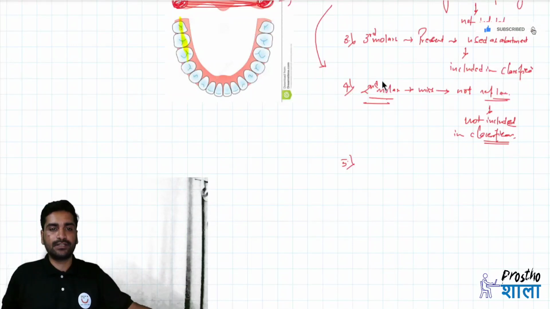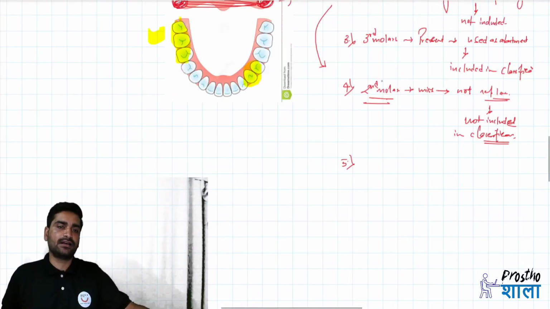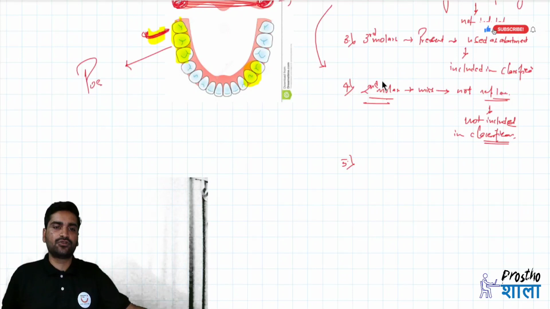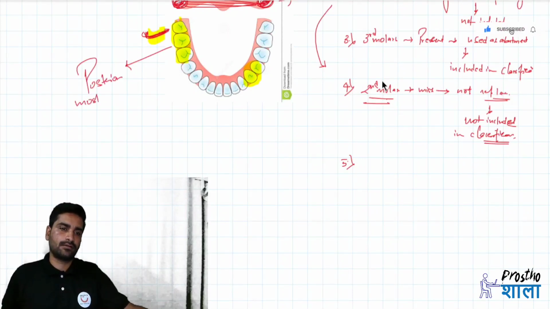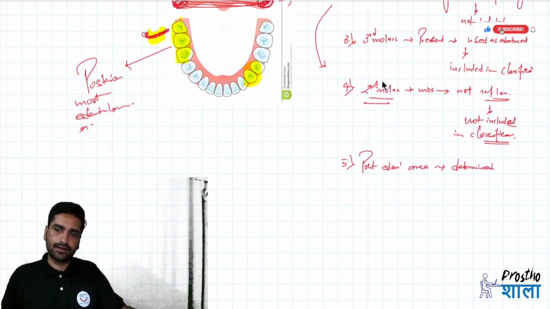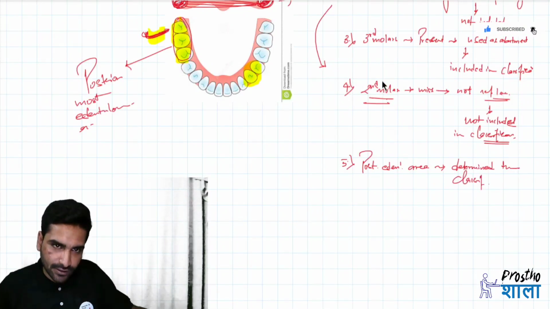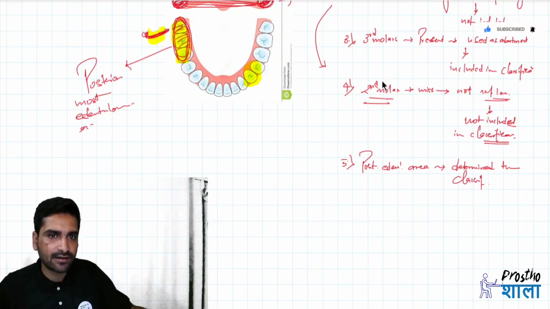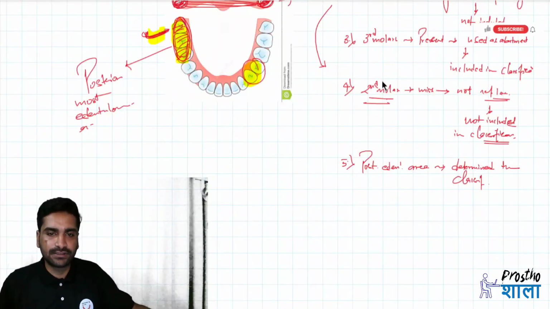Suppose I have these three teeth missing and these two teeth missing, so I will take into account the posterior-most edentulous area. The posterior edentulous area determines the classification. So in this case I will consider this one single edentulous area as class 2, and for this other edentulous area I will tell the modification.